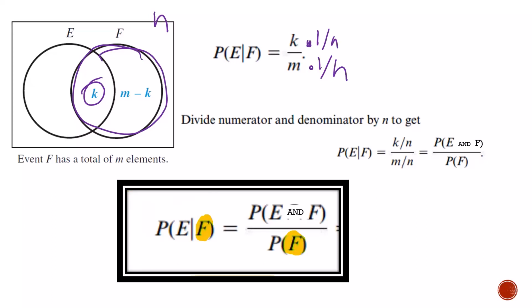Notice, this is the correct formula I want you to memorize, but notice if I multiply both sides by the probability of F, these would cancel out. I would get the probability of F times the probability of E given F is the probability of E and F. This again, you don't have to know, but it can help you.